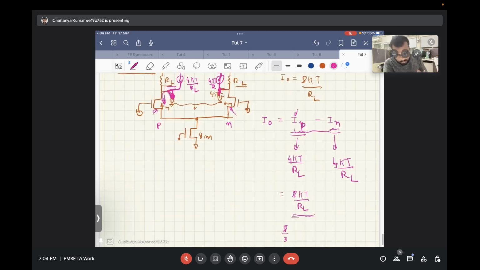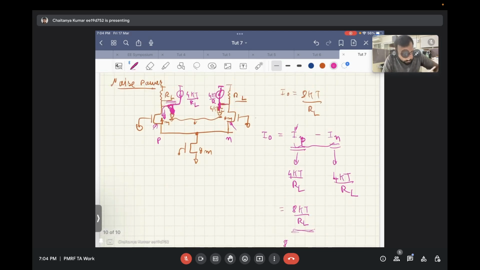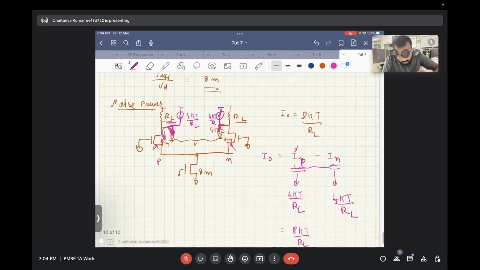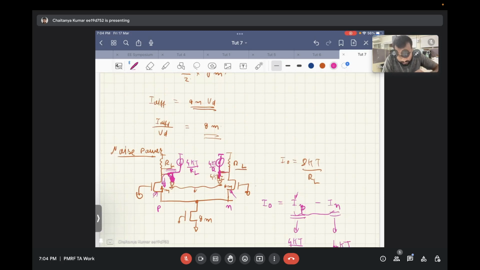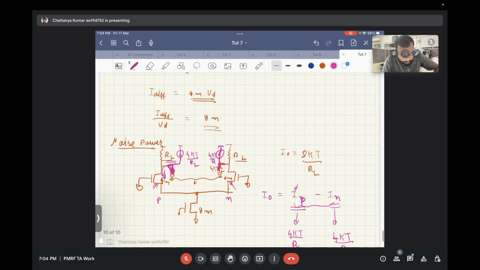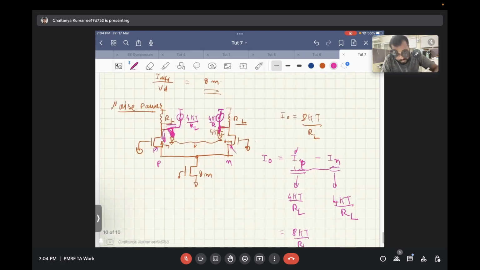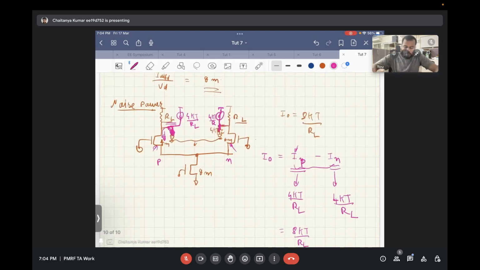We have still not found out the overall gain from input current to output. We need not minimize the noise power in itself. We need to minimize the signal to noise, that is, maximize the signal to noise ratio. To maximize the signal to noise ratio, what we look at is the input referred noise. We have still not found the input referred noise.